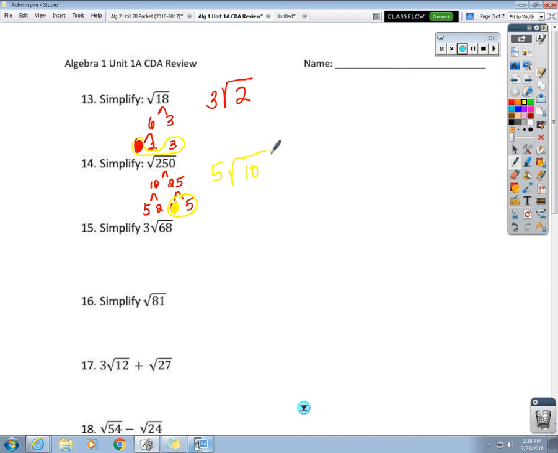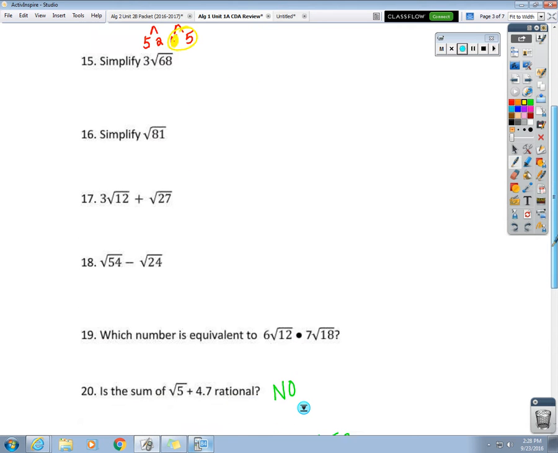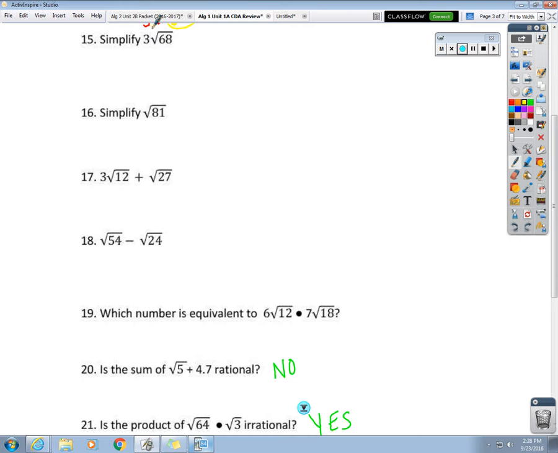Shh, y'all need to focus. 3 square roots of 68. What's different about this one? Right, that's just a kid that got kicked out earlier this year, okay? So just ignore him for right now. We're going to factor tree 68. What are the factors of 68?